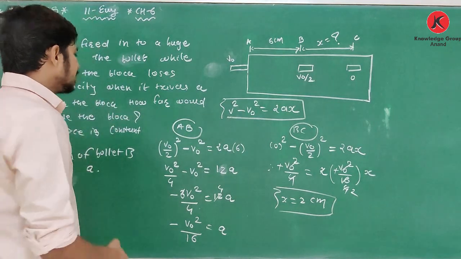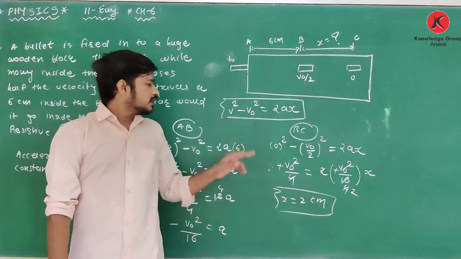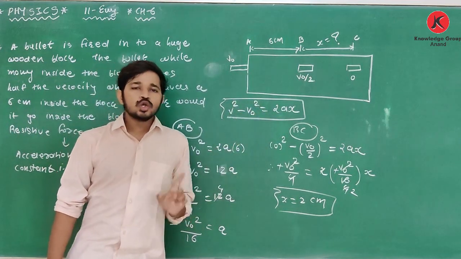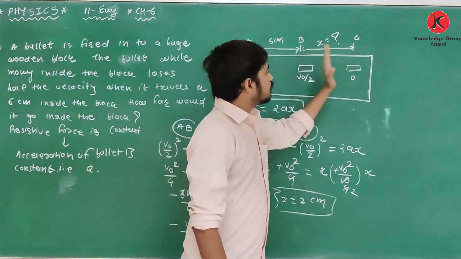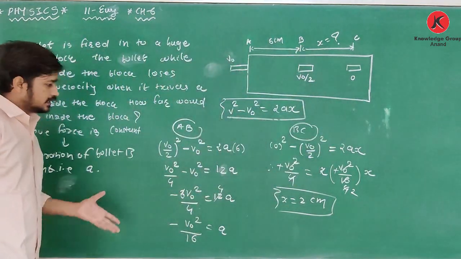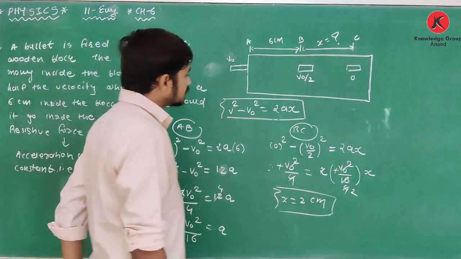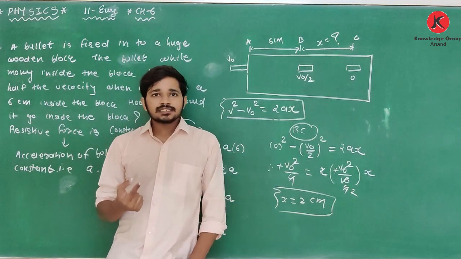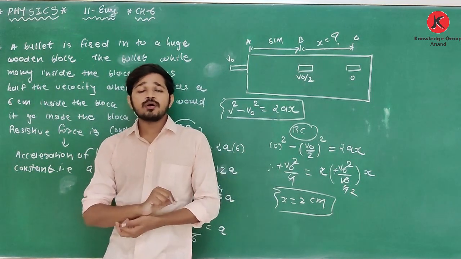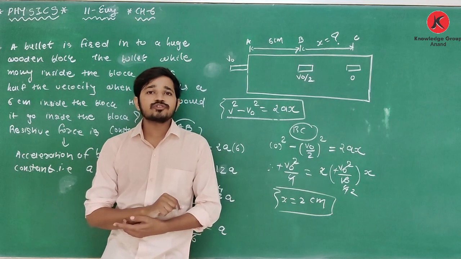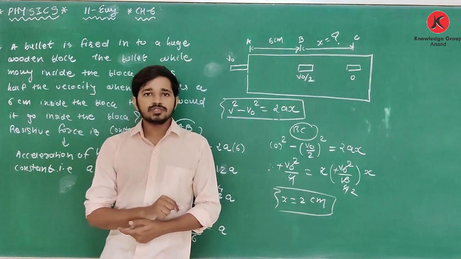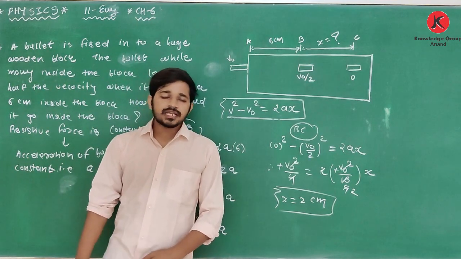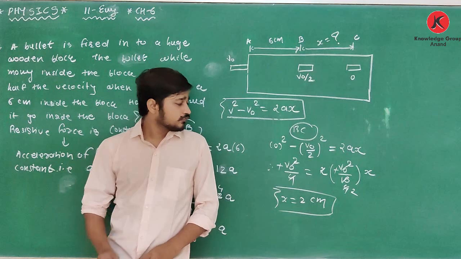Clear about this? So yes, it is one simple question in which you have to use v square minus v0 square is equal to 2AX for part AB and then for part BC. Yes, you have to note this. And this question you can also solve with the help of the work energy theorem, that is W is equal to delta K. W is equal to force into displacement, and delta K means final kinetic energy minus initial kinetic energy. You will get the same result.